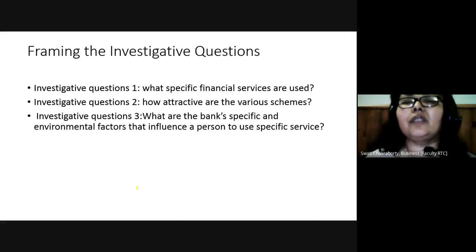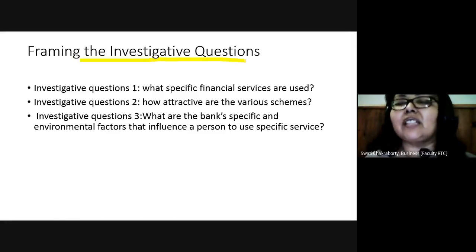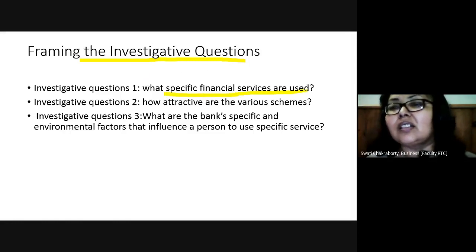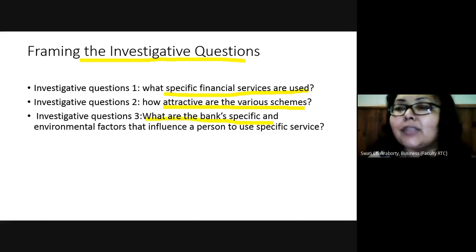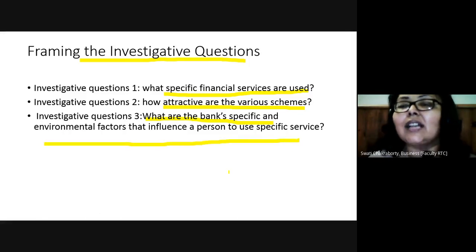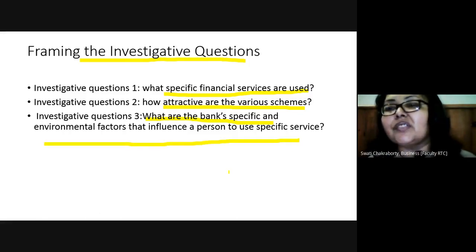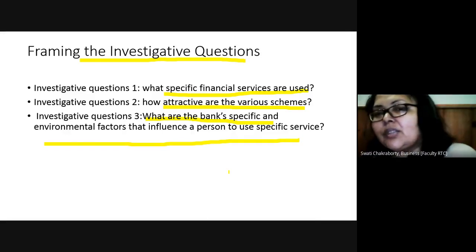When we are talking of research questions, there is also something called investigative questions. So there are different types. See, what specific financial services are used? Same question, you can put it in a different way. If you're talking about financial services, second is, how attractive are the financial services? The third way of writing is, what are the bank's specific and environmental factors that influence a person to use specific services? So this is on the same topic, but in 3 different ways.